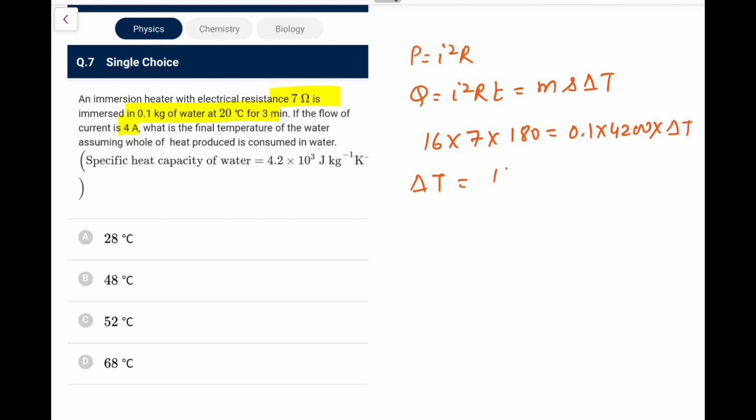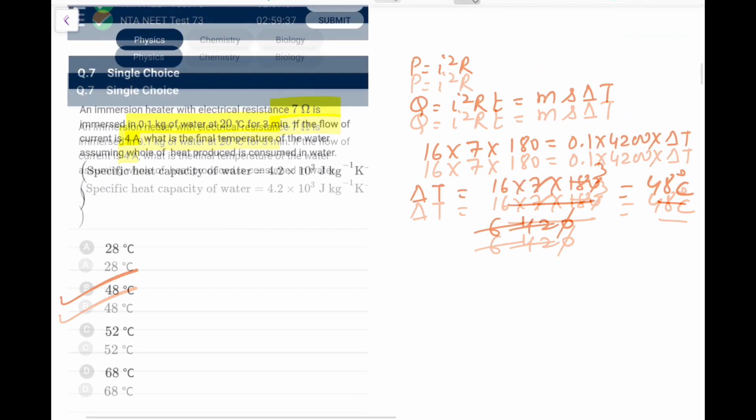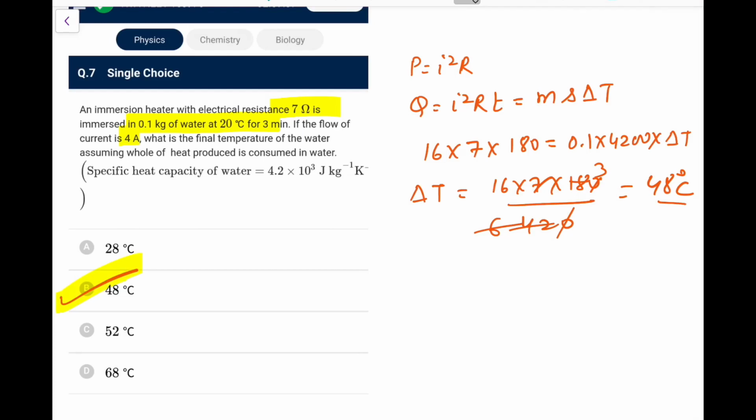So delta t would be 16 into 7 into 180 upon 420, and if you do this, 7 we have 6 times, we have this 3 times, so 16 3s are 48 degrees Celsius for sure. So go for option B. Calculations are also not that difficult. But wait a minute, it should not be 48.